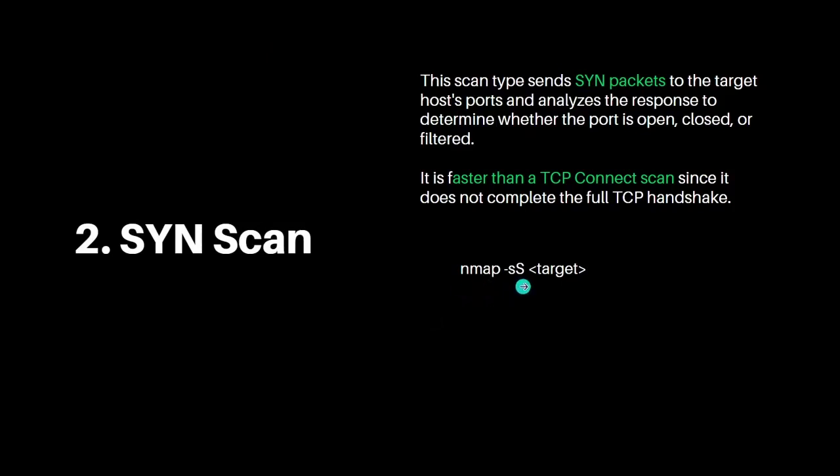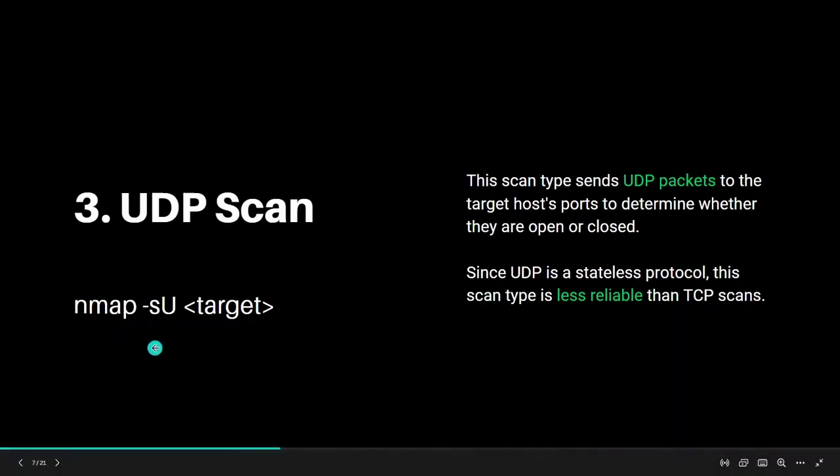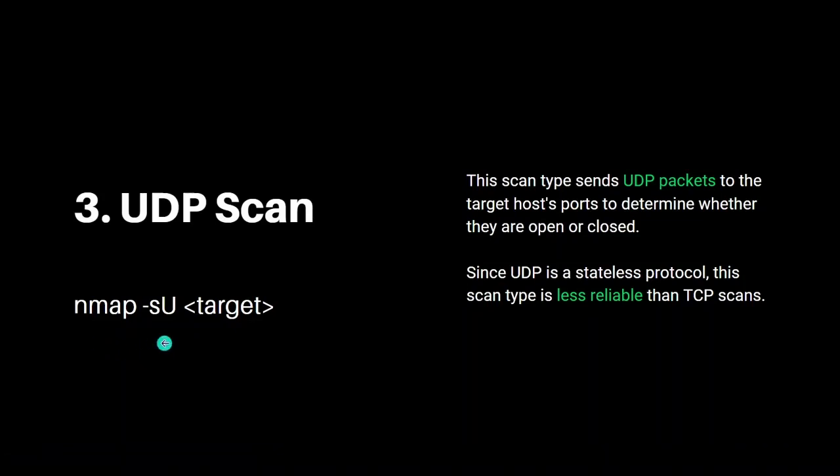The third one is the UDP scan. A UDP scan is like shouting out a question and waiting for a response, but sometimes you don't get one back. This type of scan sends UDP packets to the target host's ports to determine whether they are open or closed. Since UDP is a stateless protocol, this type is less reliable than TCP scans. And to do a UDP scan, you write nmap -sU and then the target.